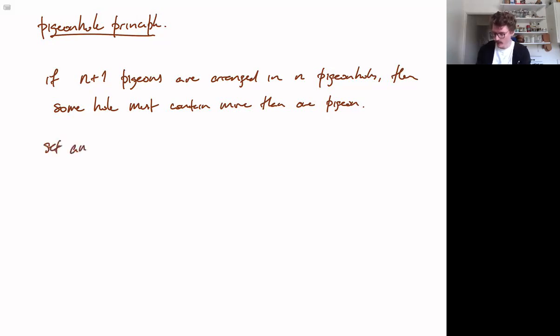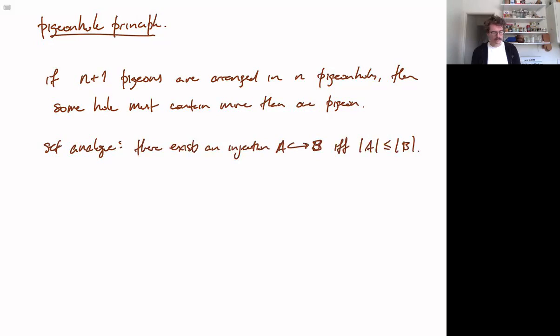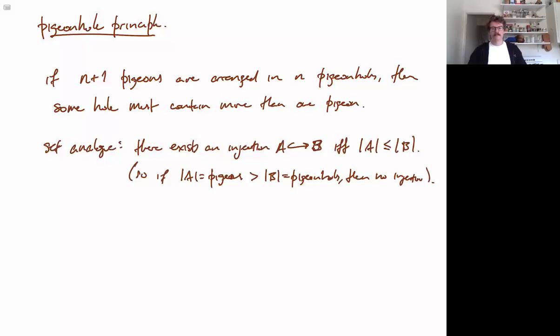Actually, this thing has an analog with sets as well, which is that if you remember when we talked about cardinality, there exists an injection from a set A to a set B if and only if the cardinality of A is less than or equal to the cardinality of B. So the pigeonhole principle is basically saying that if the number of pigeons is greater than the number of pigeonholes, then there is no injection. And having it not be an injection, remember, this means that some point has more than one preimage, and that is corresponding to more than one pigeon going into that pigeonhole.